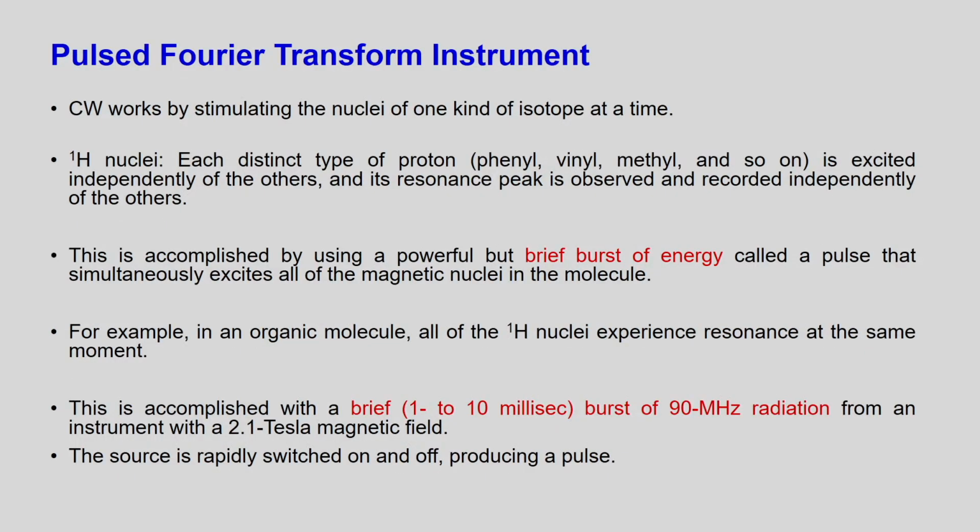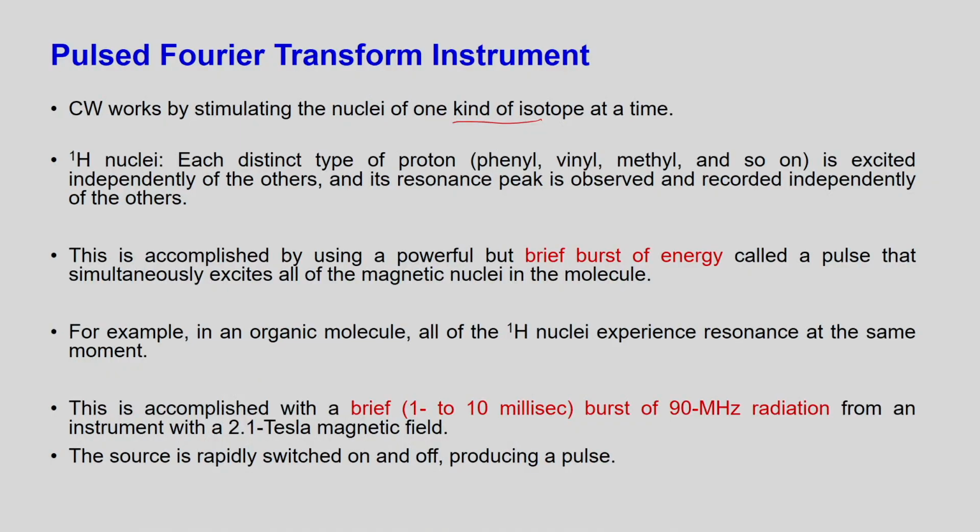Now, the issue is that in continuous wave, we are stimulating the nuclei of one kind of isotope at a time. So, let us say we first put up a frequency, then we see whether there is some resonance and we record that. Then we increase the frequency, see whether there is a resonance of other nuclei, and again we record it. Like that we keep on increasing the frequency and we obtain those nuclei which have resonance. But the issue is there are so many different types of protons: phenylic, vinyl, methyl and so on. And they are all excited independently of the others, because they are excited at different frequencies or different absorption.